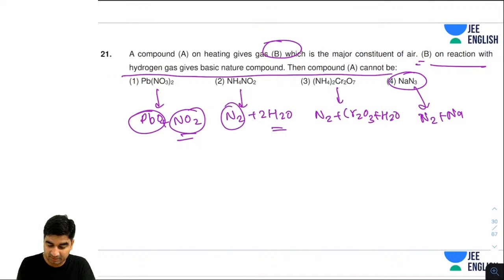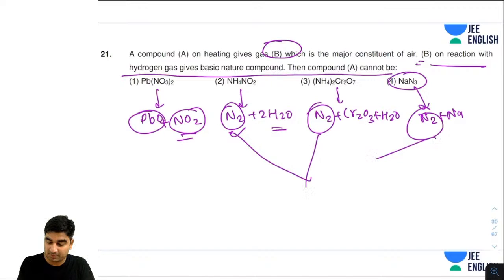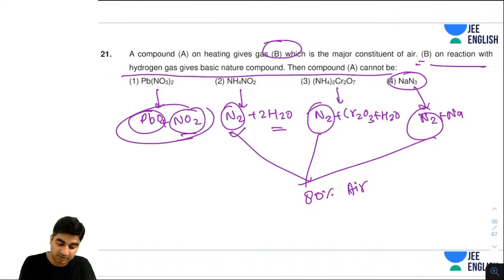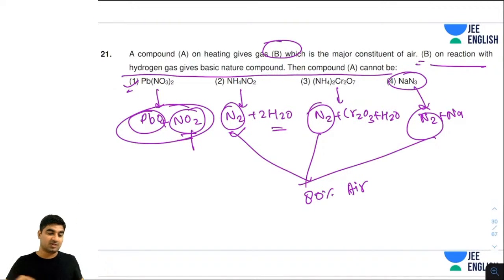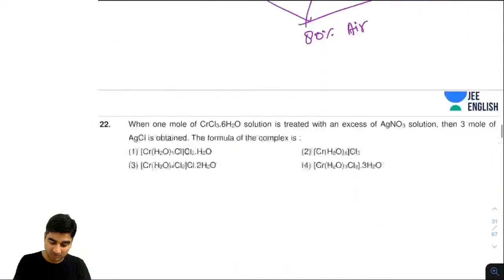And again I am getting nitrogen, nitrogen, nitrogen. So nitrogen is basic. 80% is nitrogen in the air. So there is no nitrogen here. I am getting NO2. So your answer would be A. So again, guys, here you have to remember these reactions, the heating effect of salts, right? So now I'm moving.